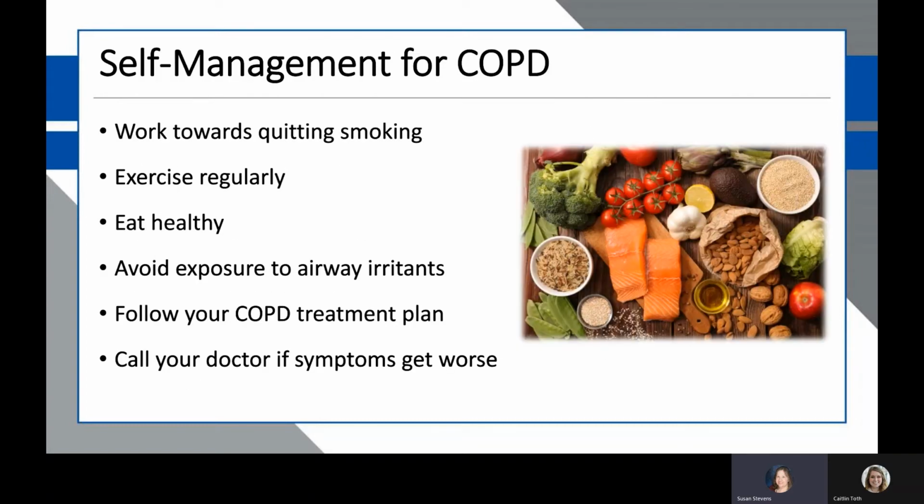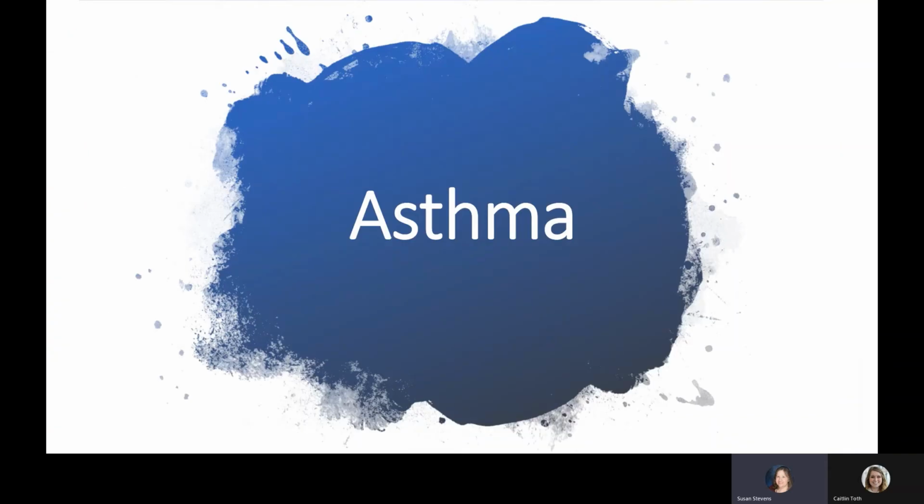Self-management for COPD. This includes working towards quitting smoking, exercising regularly, eating a healthy diet, avoiding exposure to airway irritants, and following the specific COPD treatment plan by their physician, and calling the doctor right away if their symptoms are getting worse. Next section's on asthma.